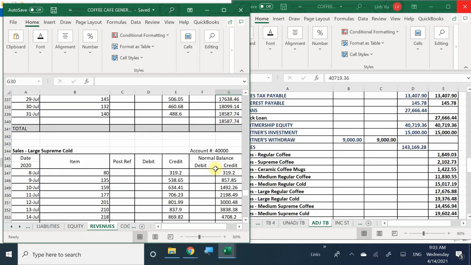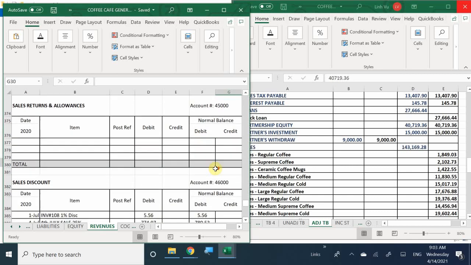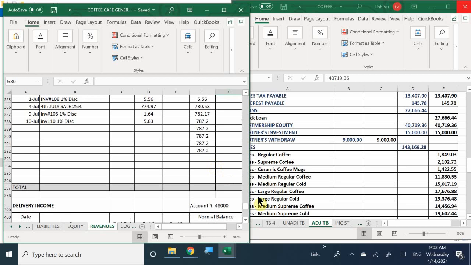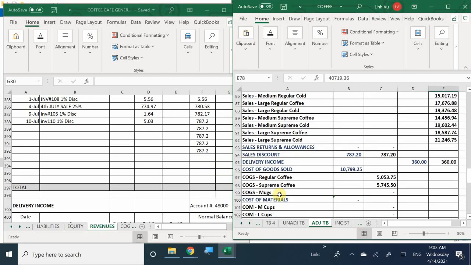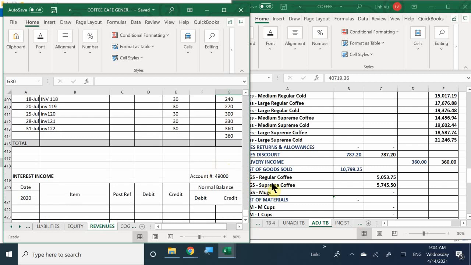Okay, so I'm just going to double check. If all my sales are the same, my returns, I didn't have any returns. What about my discounts? Did that stay the same? Yes, it did. Same thing with my delivery income. It should be reflecting at 360. So my revenues should also be the same.